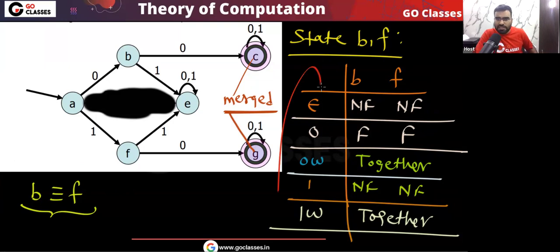Did we check every string? Please tell me. Yes, we are checking every string. You can see we are checking the empty string, we are checking strings starting with 0, we are checking strings starting with 1. So every string we are checking, so you can easily see that they are equivalent. Okay, is this point clear?